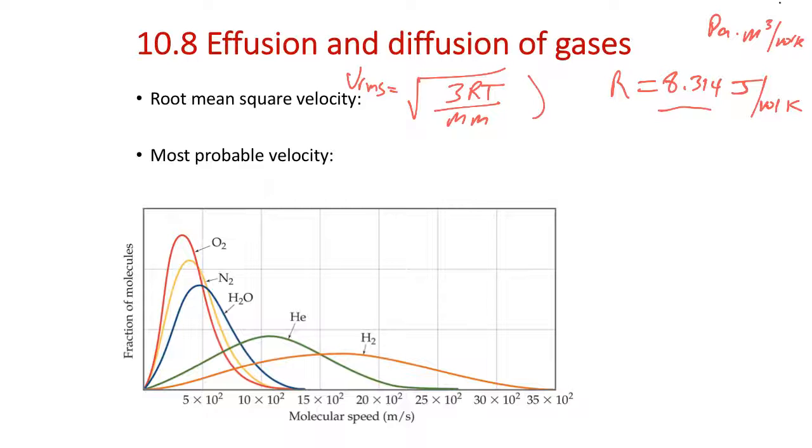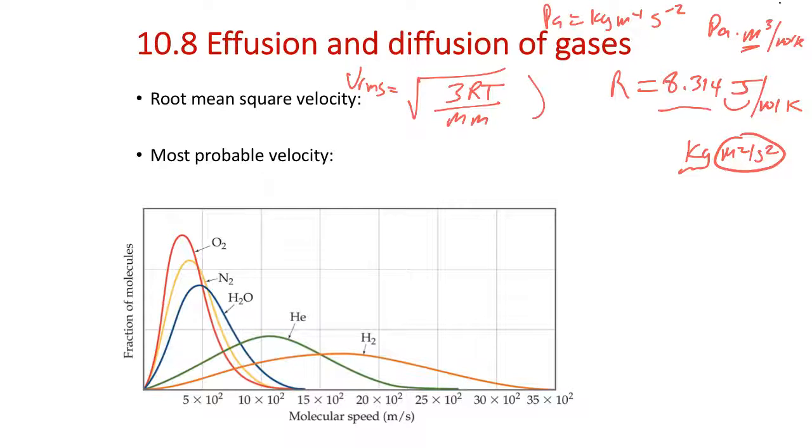So if a Pascal is a kilogram meter to the minus 1 second to the minus 2, multiply that by cubic meters and you get the joule, kilogram meter squared per second squared. What we're trying to see is that we get meters per second out from this particular unit and not from the ATM unit. So when we think of joule, we think kilograms meter squared per second squared. If you see that in a square root sign, you see where we're getting meters per second from. So we have to get rid of kilograms, moles and Kelvin from this equation.